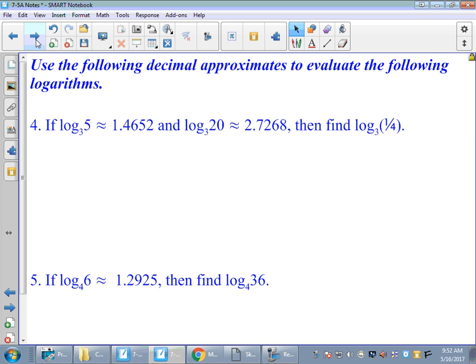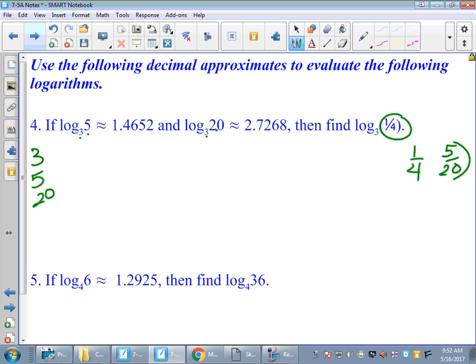All right, number 4. Number 4, I'm just going to set up. I'm not going to actually go through and calculate, but the 3 numbers we're given are 3 for the base, 5, and 20. And so we need to come up with 1/4. 1/4 is very small. I see 5 over 20. So we would use the quotient property again.